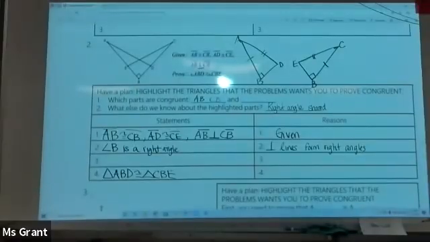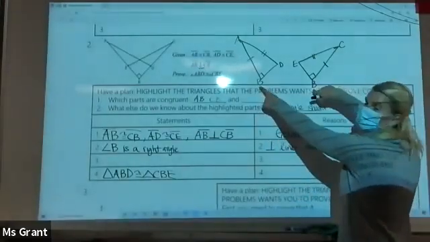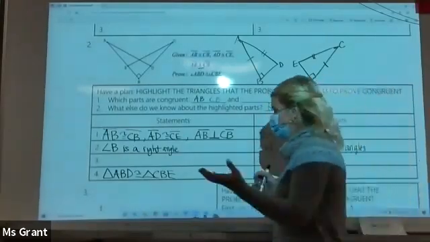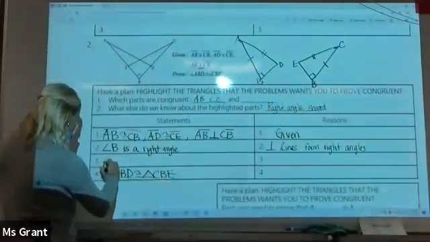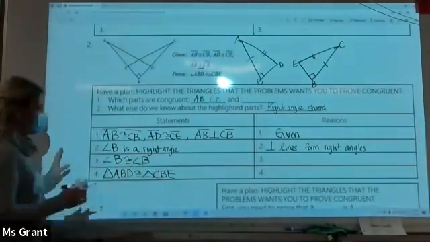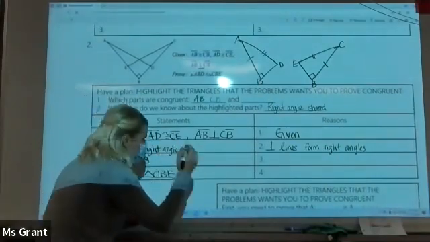So I have to then say that these two are equal, that they're the same, because they're shared by both triangles. So I need to say that angle B is congruent to angle B because they're a part of both. Reflexive.